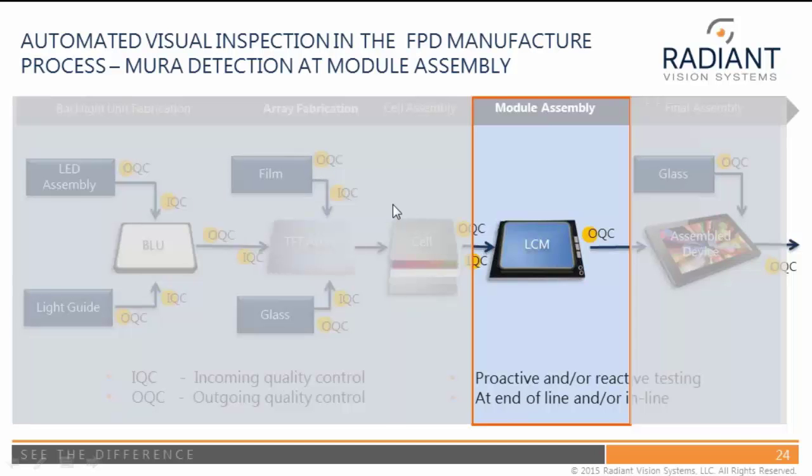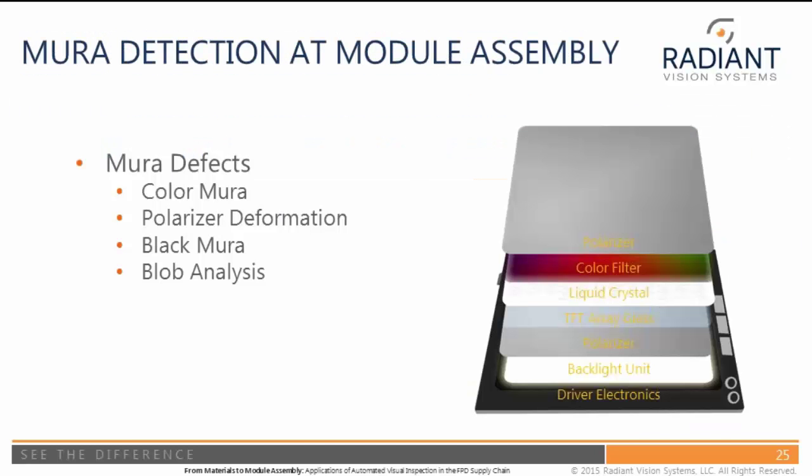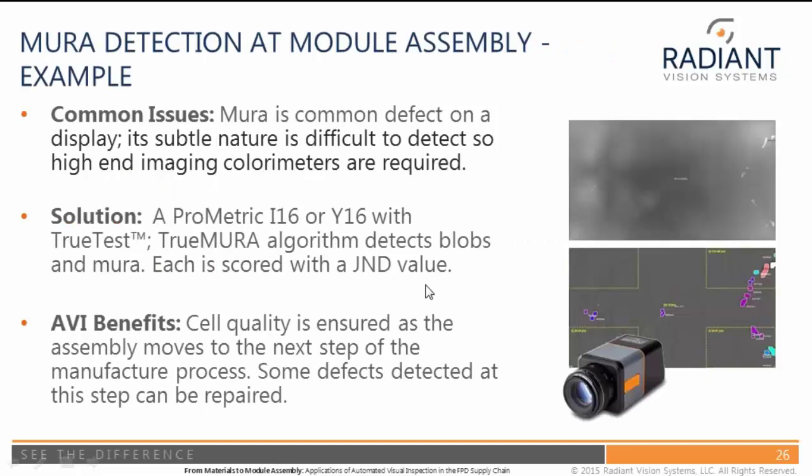And finally, we have the liquid crystal module, which is the final step of the assembly before we get to the packaged device. Again, we can look for all of the same problems that we were looking for at every step of the process, and new problems can be introduced as the devices are put together. What are common issues for the liquid crystal module? Mura tends to be the most common problem at this point.